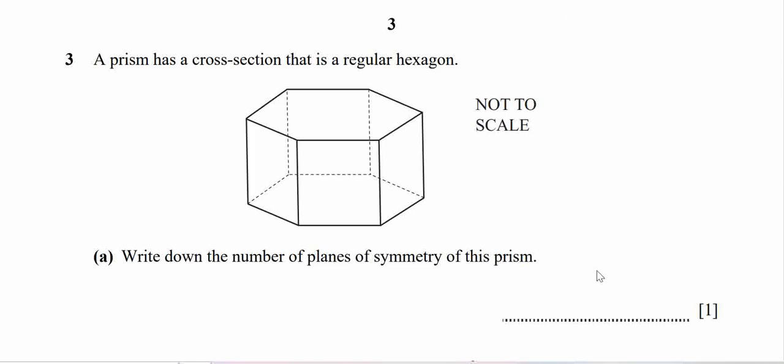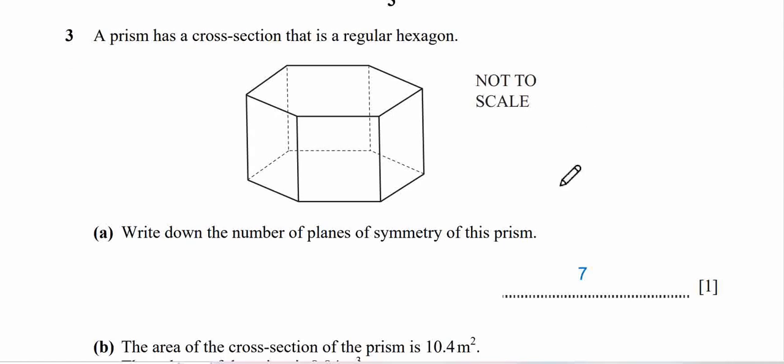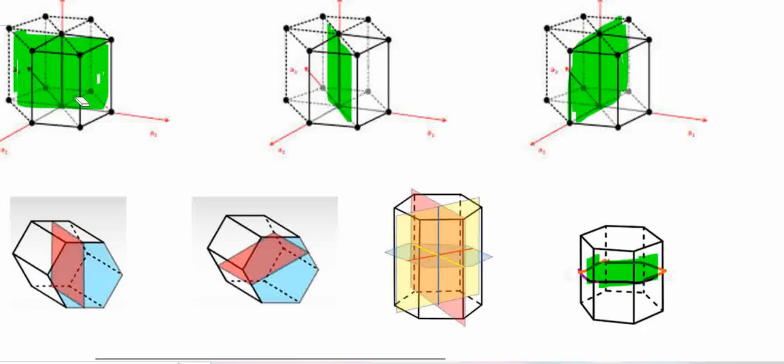What do you think is the correct answer? Let's check it out. Oh, the answer is 7. How does it become 7? Let's see the explanation. So here are the 7 planes of symmetry.